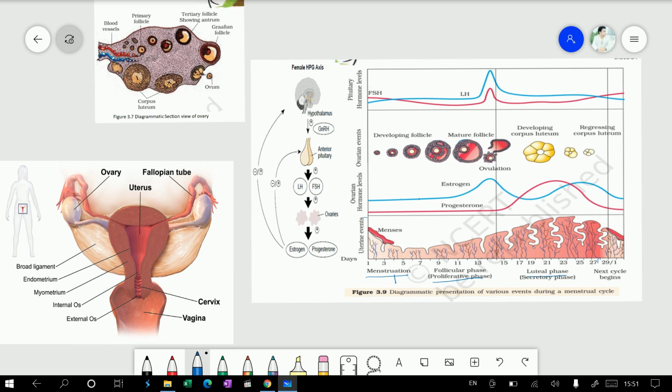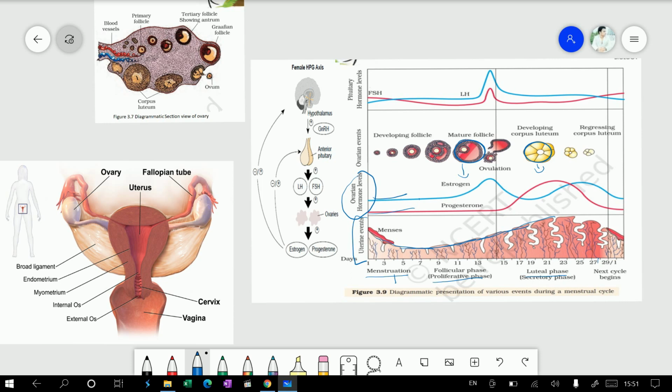And this is showing uterine events. This is the uterine wall, specifically the endometrium. And this is the ovarian hormones, meaning estrogen and progesterone. Estrogen is coming from the follicle and progesterone is coming from the corpus luteum. But this corpus luteum is in fact produced by this Graafian follicle.